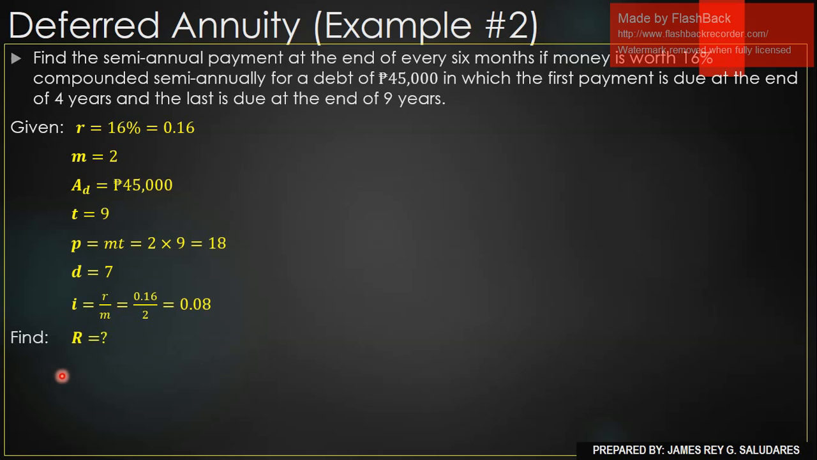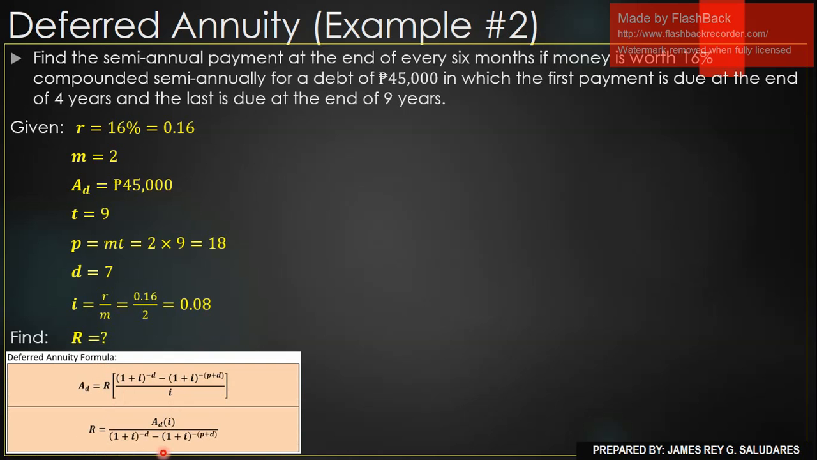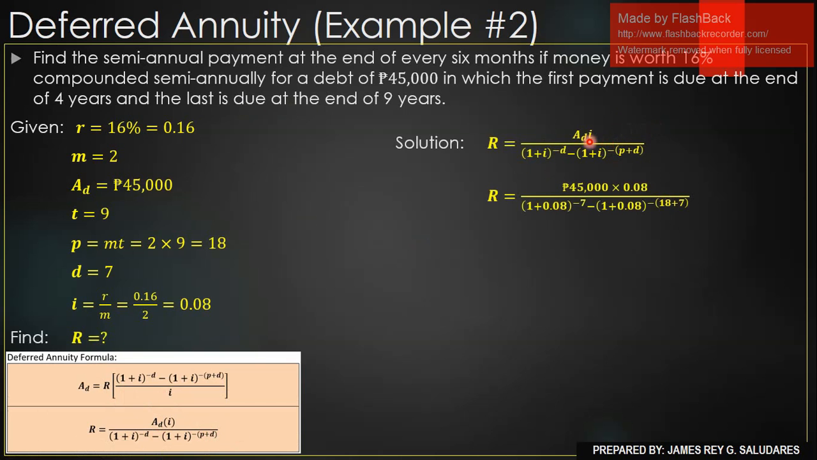And we're looking for the semi-annual payment or the periodic payment. Okay, let's review the formula for periodic payment. So you have this one. For the solution, just copy the formula, then substitute all the values from the given. For the present value, 45,000. For the periodic rate, 0.08. Periodic rate again, 0.08. Your deferred number of periods, 7. Then p plus d, you have 18 plus 7.